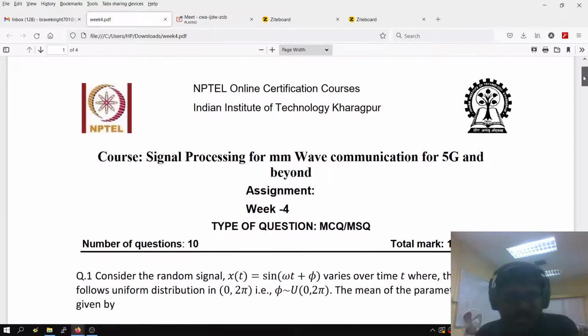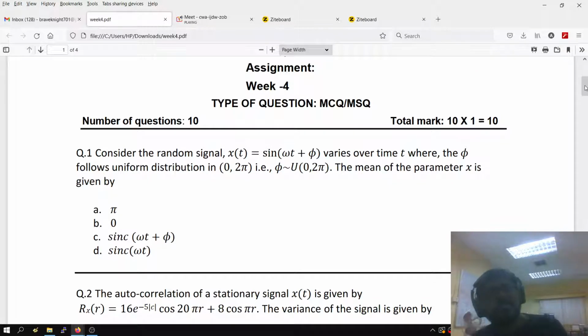So the first question is, consider a random signal x(t) that is sine of omega t plus phi, varying over time t, where phi follows a uniform distribution in 0 to 2 pi, and we have to calculate the mean of the process. So what is the answer? Anybody? Okay, let me solve it.